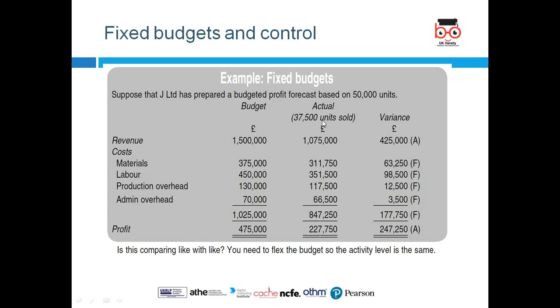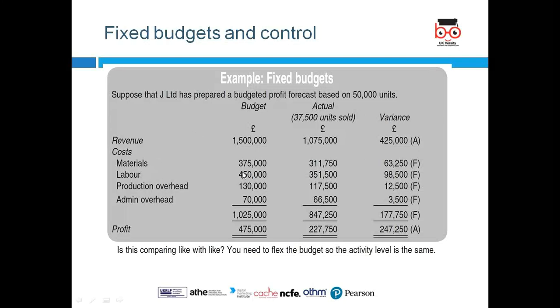So we have revenue, budgeted and actual. Last lesson we learned that if my budgeted sales were 1,500,000 and my actual sales were 1,75,000, I have a difference between them. Actual sales were less, which is not in my favor, so my variance will be adverse. Then we discussed material variance as well.